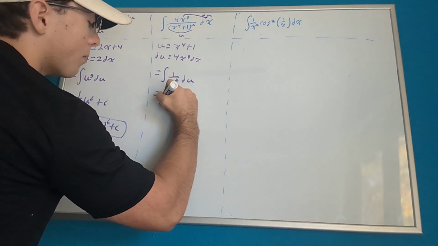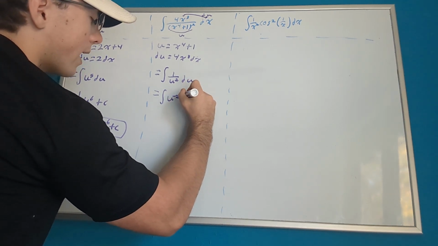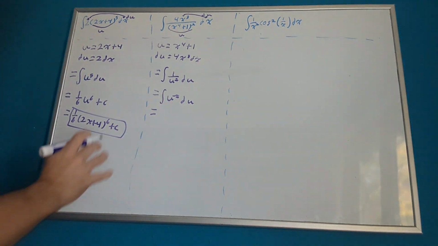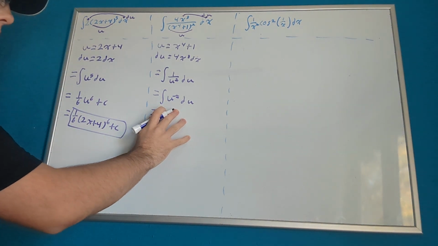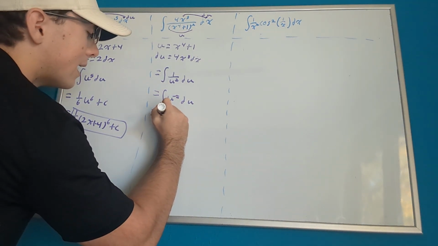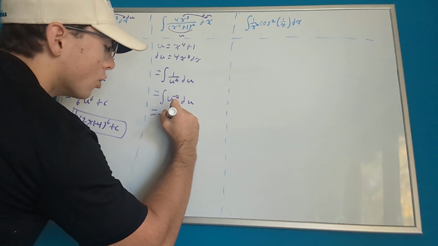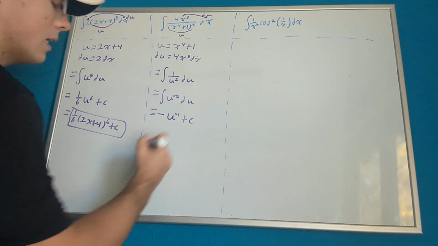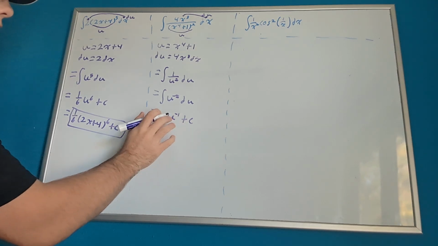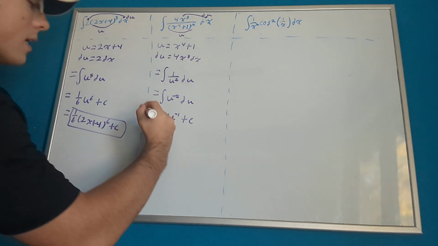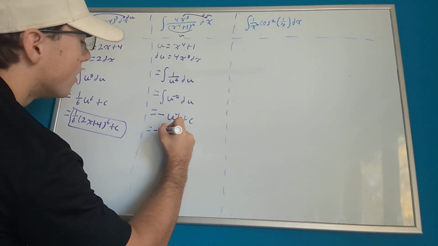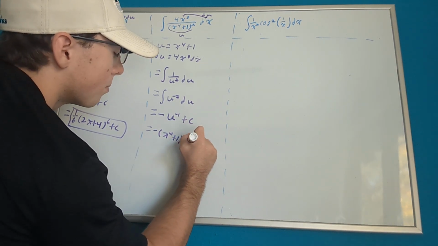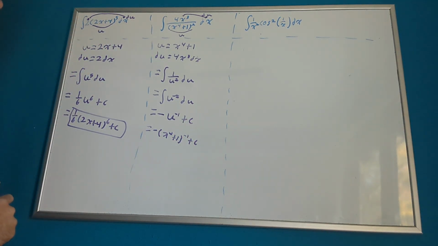Which we can write, to make it a little simpler, u to the negative 2 du, right? Now, what is the integral of this, right? Well, it's just going to be negative u to the negative 1, plus c. Now, we already know what that u equals, so we can plug that in. So it equals negative (x to the 4th plus 1) to the negative 1 plus c. And that is our integral.